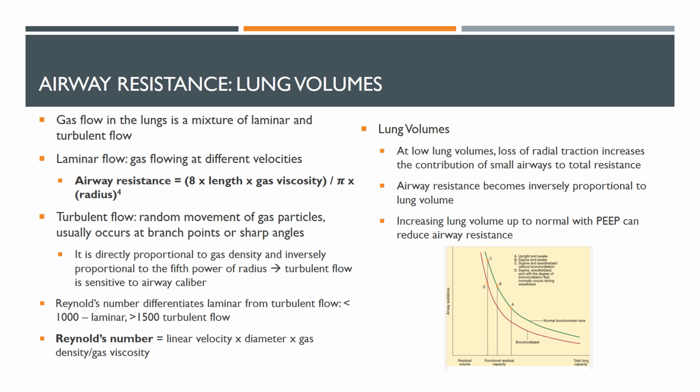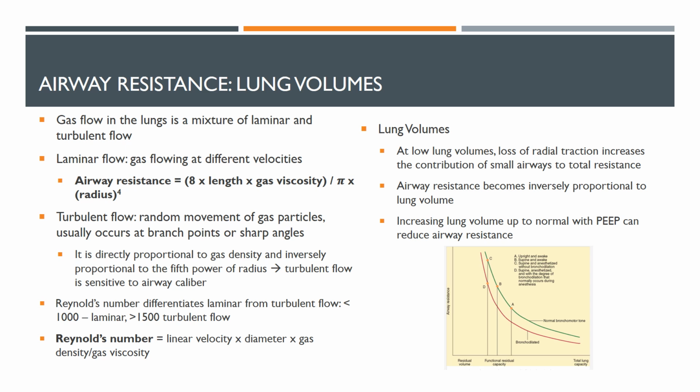It's important to note this equation for airway resistance. So airway resistance is equal to 8 times length times gas viscosity divided by pi times radius to the fourth. It's important to note that airway resistance is inversely proportional to the radius to the power of 4. Therefore, if you make a small change in the diameter, that has a huge effect on the resistance of an airway. So for example, if you halve the radius of an airway, you would cause a 16-fold increase in resistance.